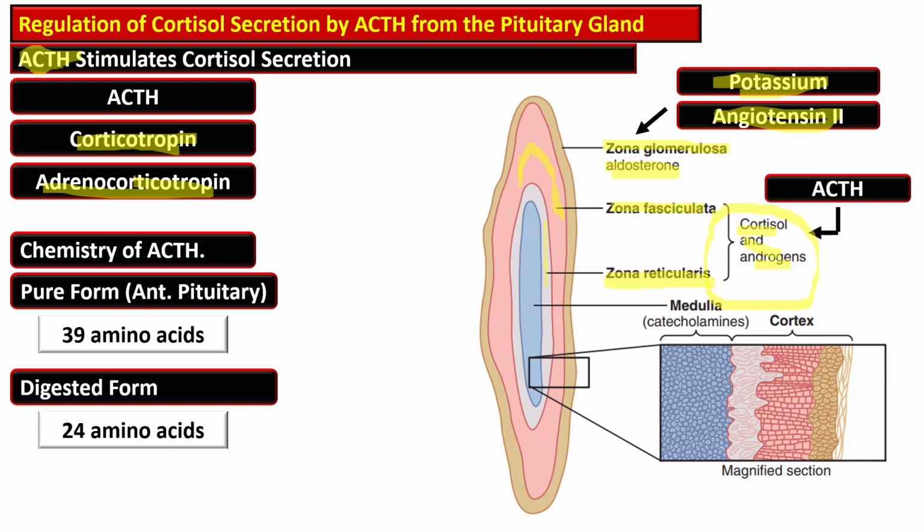Then what is the chemistry of this adrenocorticotropic hormone? This adrenocorticotropic hormone is a large polypeptide that consists of 39 amino acids, and a smaller fragment, the first 24 amino acids, retains all the biological activity of the full length hormone, meaning it can fully stimulate cortisol secretion. It is the digested form of adrenocorticotropic hormone.